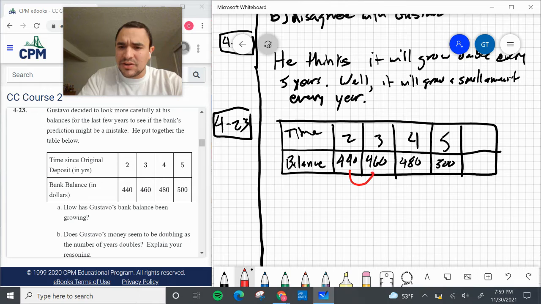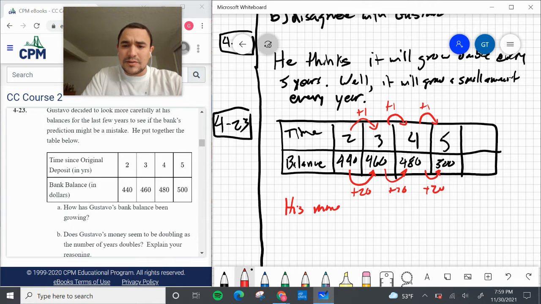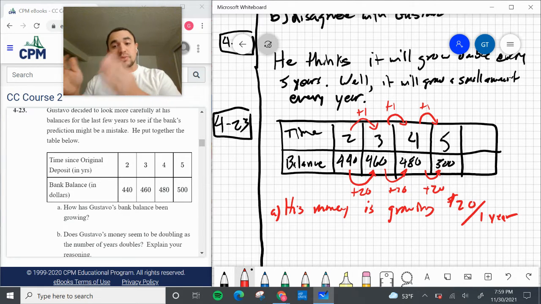Well, if I look from here to here, that's plus 20. Here, plus 20. Here, plus 20. And the time is growing by plus 1. So by plus 1 and plus 20, his money is growing $20 every year. Every single year, it's growing $20.